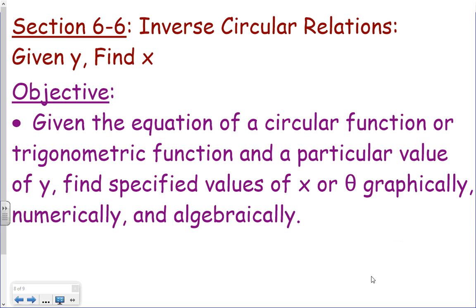All right, open up your book to section 6-6. We're on page 314 in your book, and the title of this section is Inverse Circular Relations. Given y, find x. Our objective is, given the equation of a circular function or trig function and a particular value of y, find the specified values of x or theta graphically, numerically, and algebraically. So we've looked at graphically and numerically how you solve these, and now we're going to look at how we solve these algebraically.